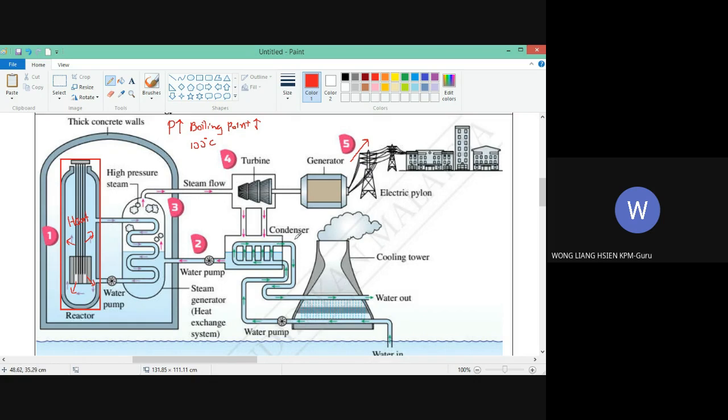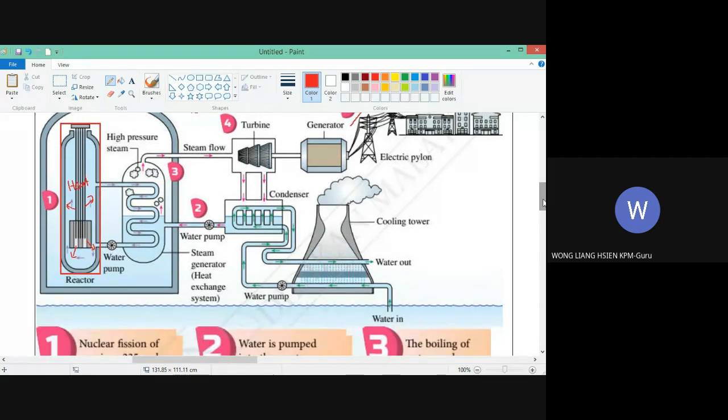Okay, so in order to cool down the steam, other water is pumped into the condenser to cool down the steam. So you see, water is pumped in, usually this water is from the sea or from a river, usually from the sea. So that is why nuclear power plants are usually built near the sea. Okay? Built near the sea.